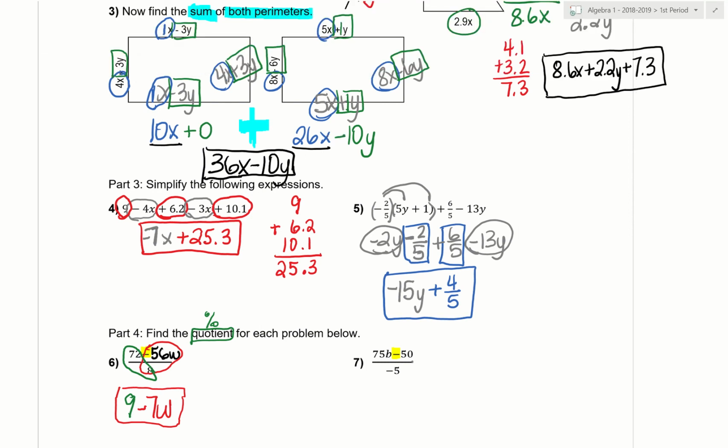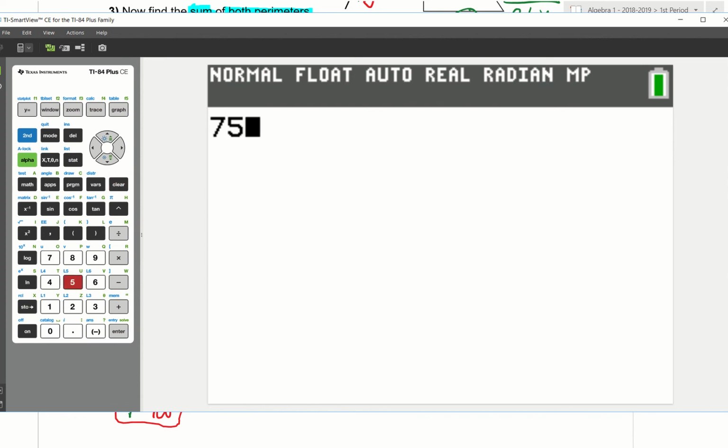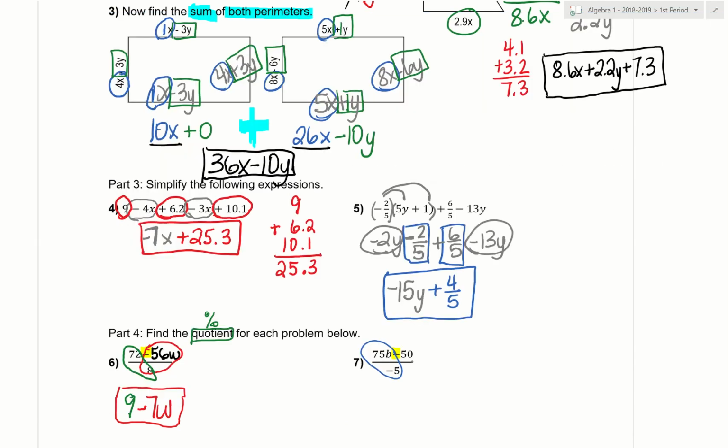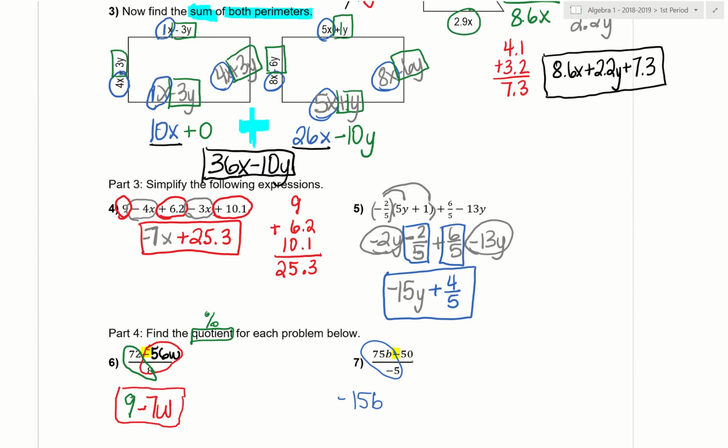Okay, again, it's quotient, so I'm going to start with the left side, and I'm going to say 75B divided by negative 5. If you're not comfortable with that, do it in your calculator always. Your answer is negative 15. You've got negative 15, but you bring down your B. And it's don't break my heart. There's two sides to the heart, so don't forget it. We've got a negative 50 divided by negative 5, which ends up being a positive 10. Therefore, there is my answer.